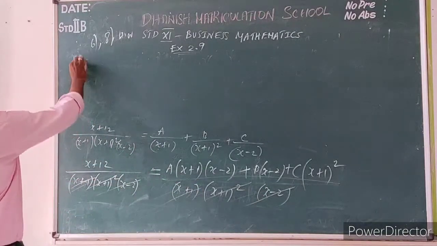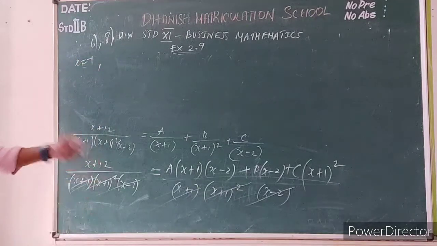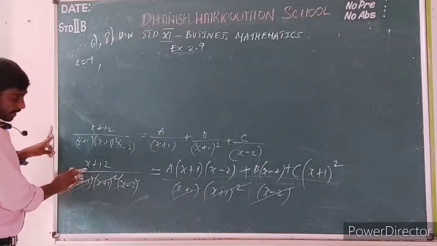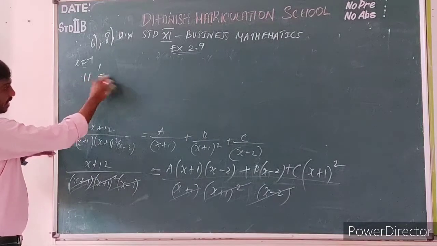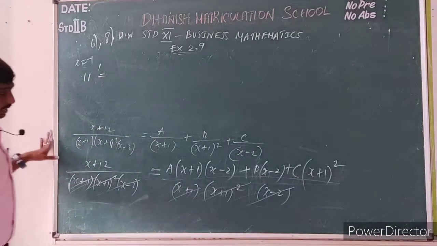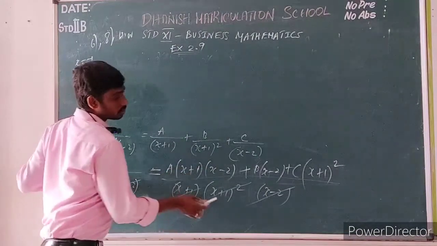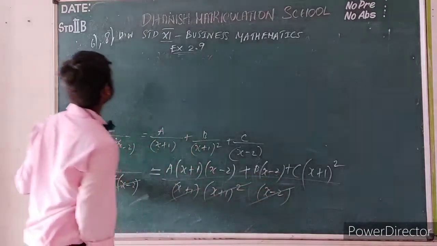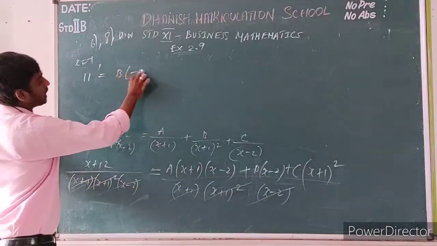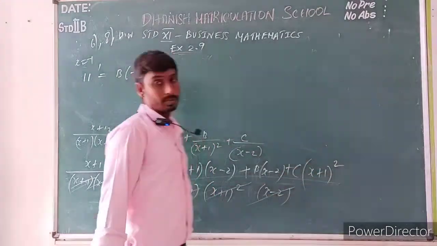Now I am going to substitute x is equal to minus 1 in this equation. Here we are getting minus 1 plus 12, that is 11. Here I am going to substitute minus 1. It will be cancelled this one. So here it will be minus 1 minus 3, that is b is equal to minus 3. Then here I am applying minus 1. It will be 0. Total term will be cancelled.